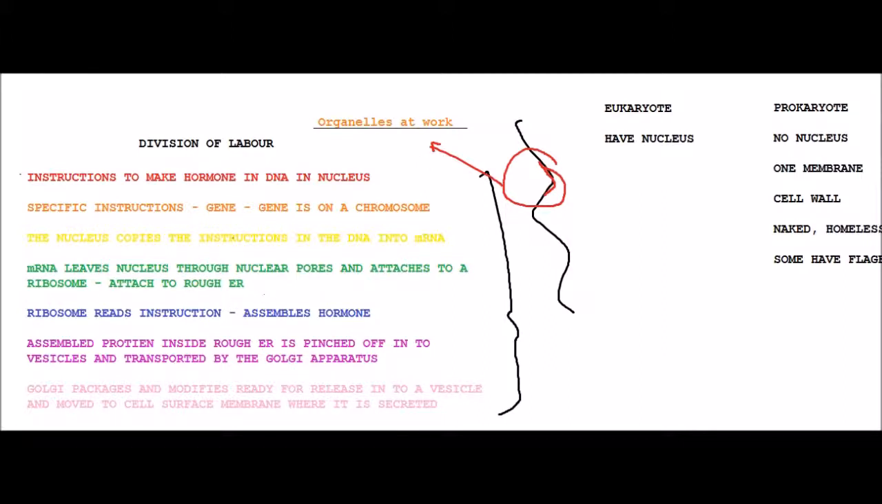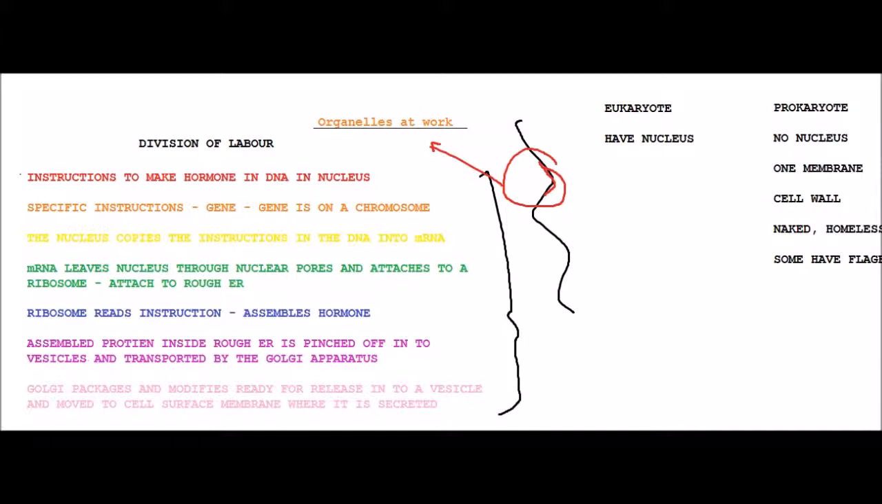Okay, well that's not a brilliant diagram, but you can imagine that's the small part that wants to make the protein or the hormone. So the nucleus copies the instructions in the DNA into mRNA, which we'll learn more about as the course goes on. The mRNA leaves the nucleus through the nuclear pores and attaches itself to a ribosome, and that attaches itself to the rough ER, which we learned about in the last video. The ribosomes read the instructions and assemble the hormone. As we know from the last video, ribosomes are the site of protein synthesis, and so a hormone is a protein, and so it will assemble the hormone that it's been given instructions for.